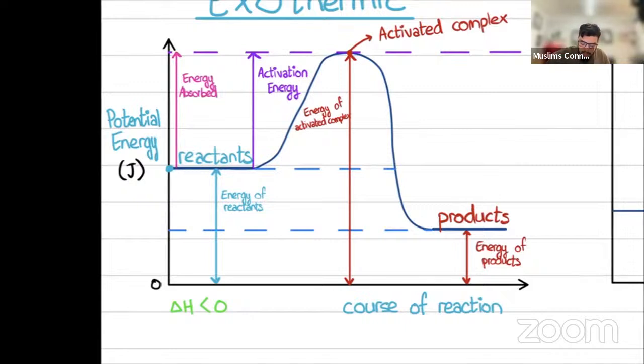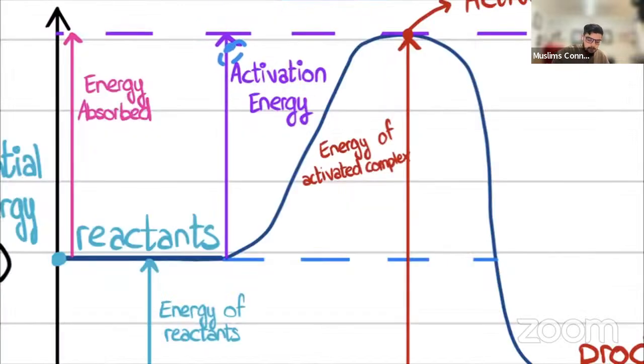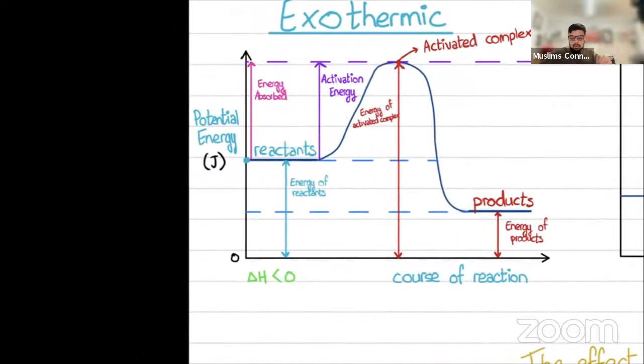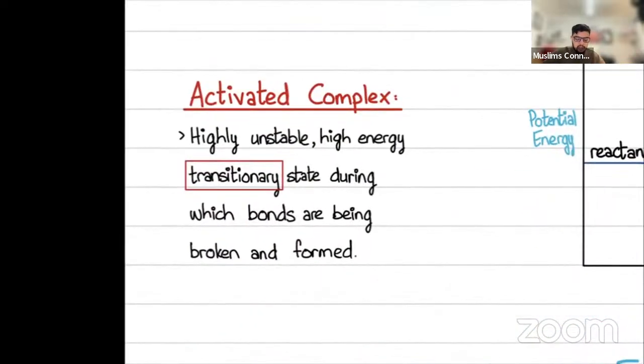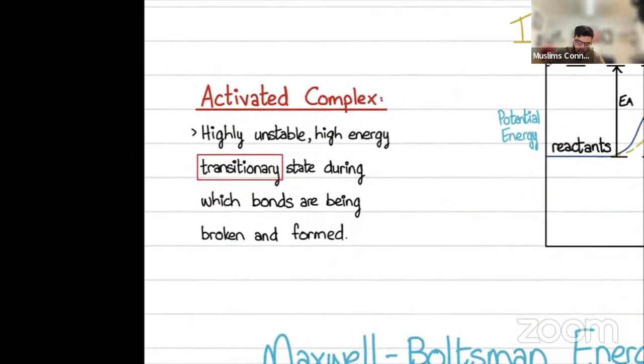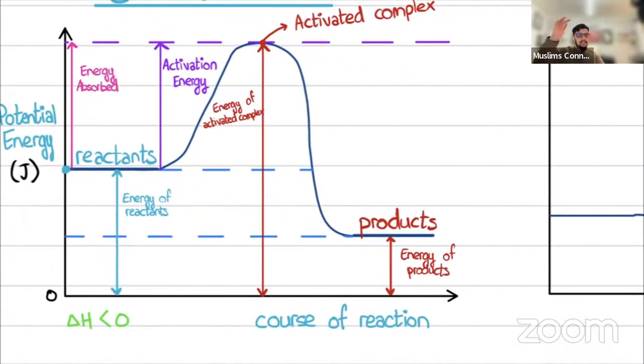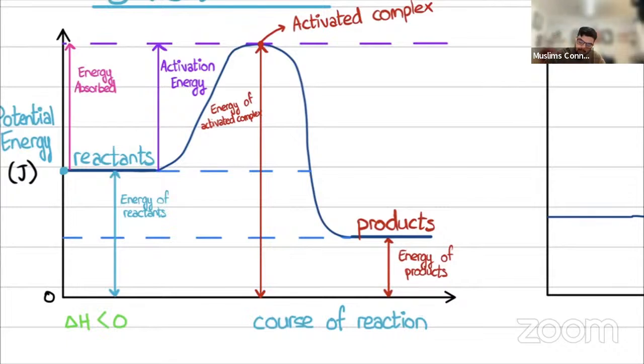We can move this a little bit. So very important, keep that in mind. Now we start off at the energy of the reactants. We boost our way up to the activated complex, which is the highly unstable, high energy transitionary state during which bonds are being broken and formed. Thereafter, once we reach this transitional state, it's time to start forming products. And that's where we get this all the way here.